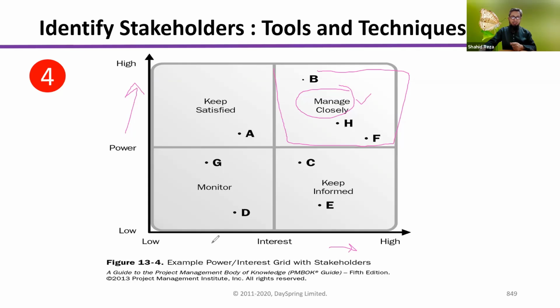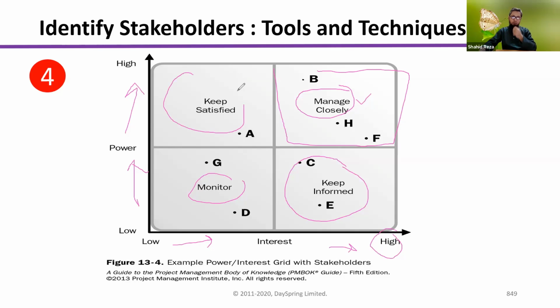And you see here, these stakeholders are low interest and low power. So our strategy will be just monitoring them. And these stakeholders in this quadrant, C and E, have high interest, but their power is low. Our strategy for dealing with these stakeholders will be to keep them informed. In different situations, we have to keep them informed by sending email, keeping them in the meetings, keeping them in the loop.